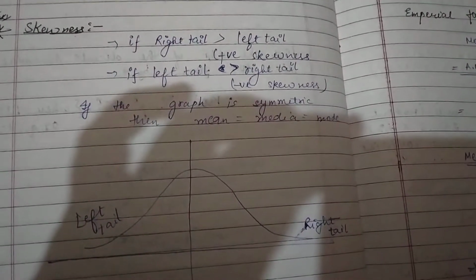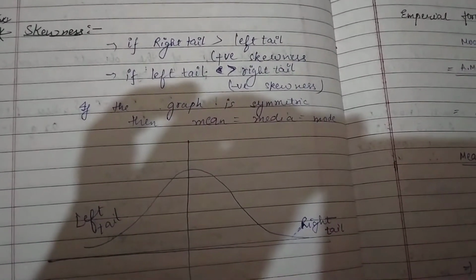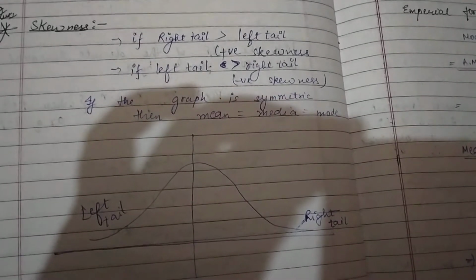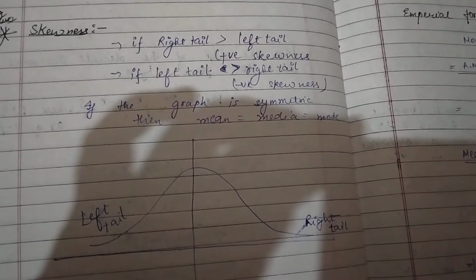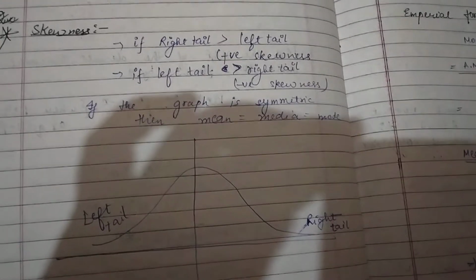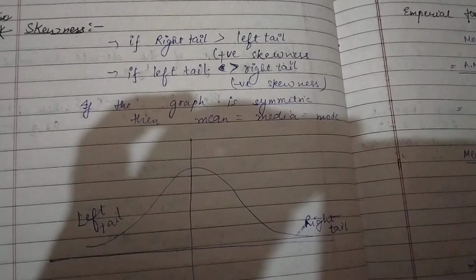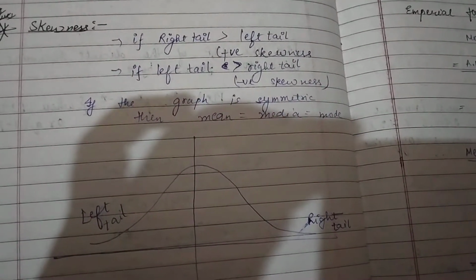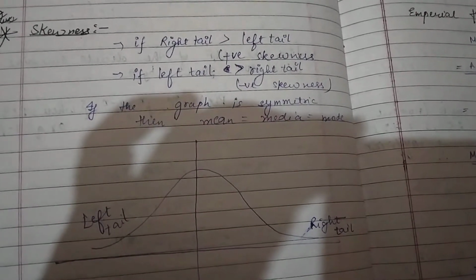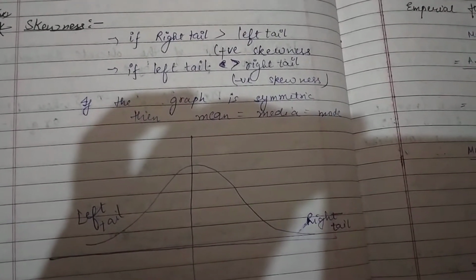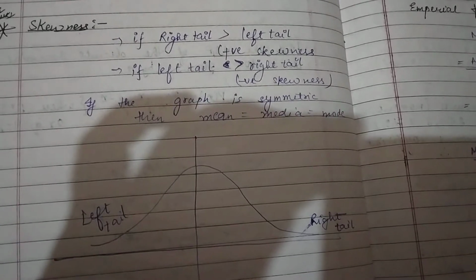Hello everyone. Today we will start the topic skewness. Basically, what is skewness? Skewness is nothing but the lack of symmetry, or we can say symmetry is not maintained.